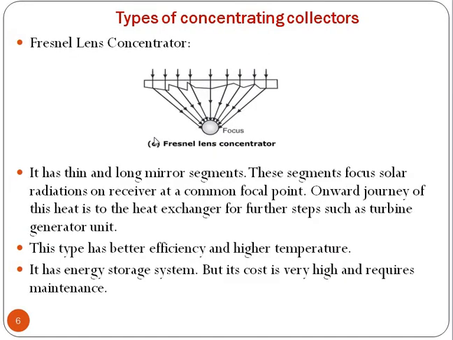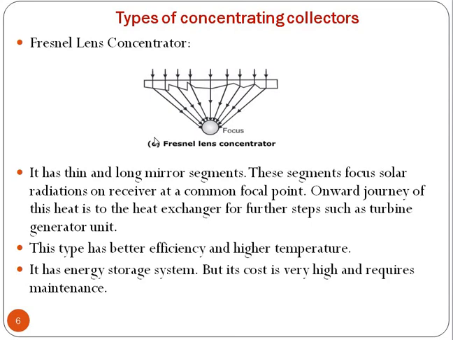Then we have the Fresnel lens concentrator. It has thin and long mirror segments. These segments focus solar radiations on a receiver at a common focal point. The onward journey of this heat is to the heat exchanger for further steps such as the turbine generator unit. It has better efficiency and higher temperature. The energy storage system cost is very high and maintenance is required.